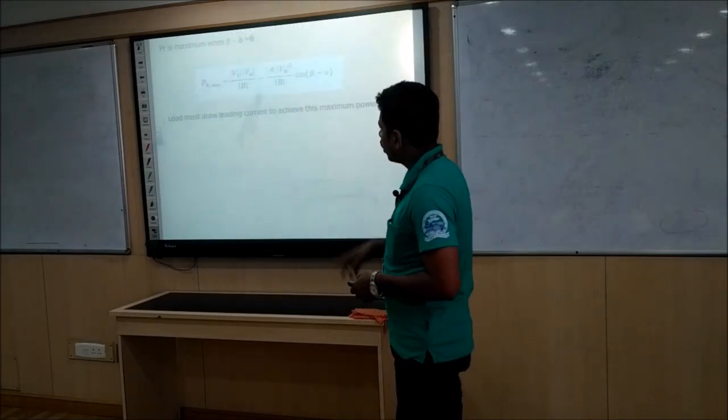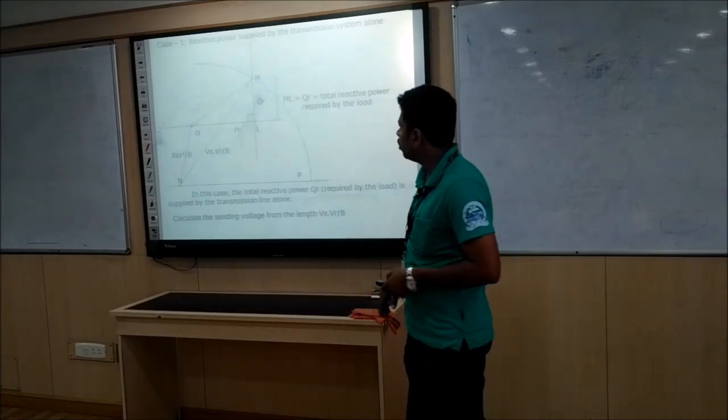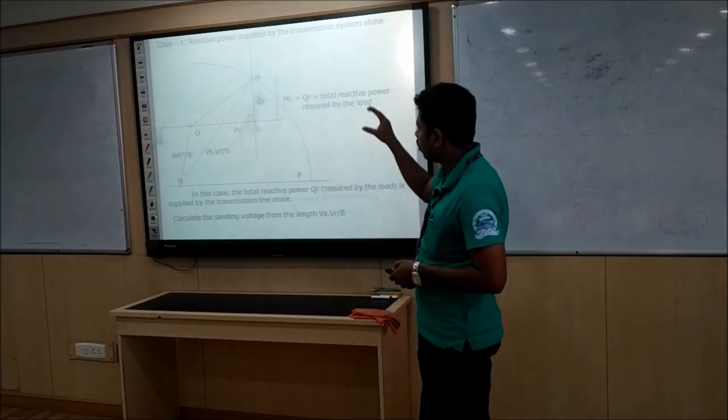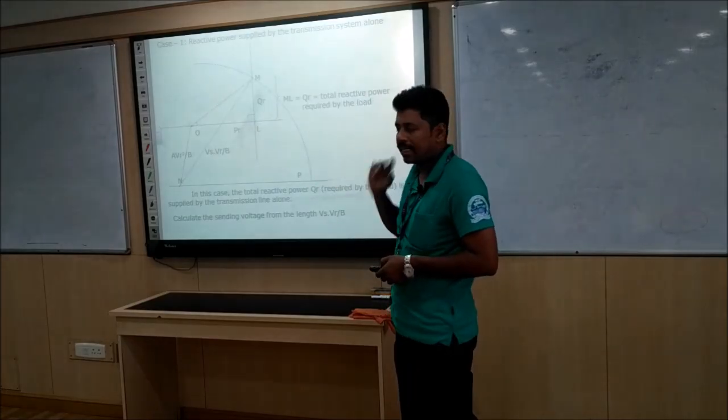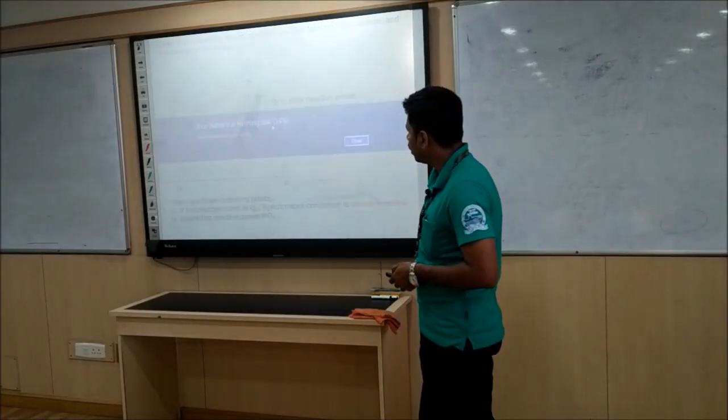Here, at maximum, you can use these formulas also. Beta minus delta is equal to 0. From there we can find it. So in that way, these are some of the diagrams to find how much reactive power is supplied, how much real power is supplied, etc. And case 2, here also you can see that.